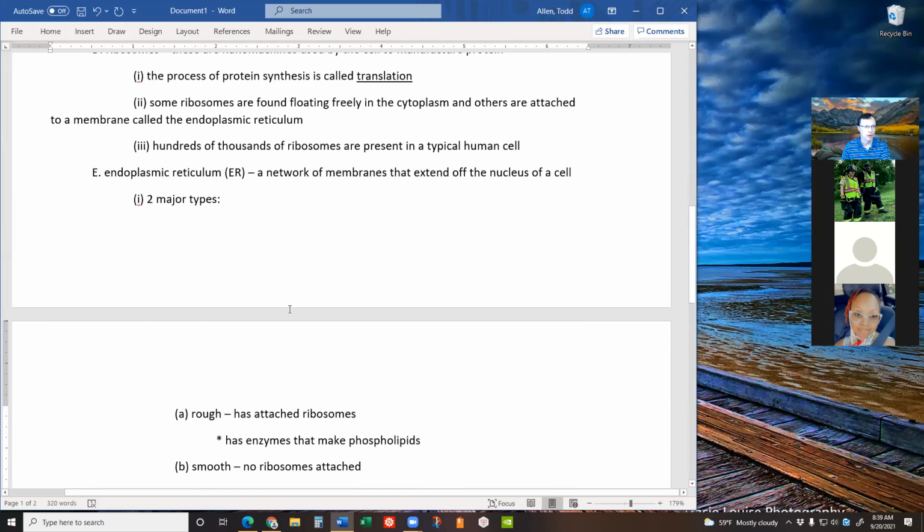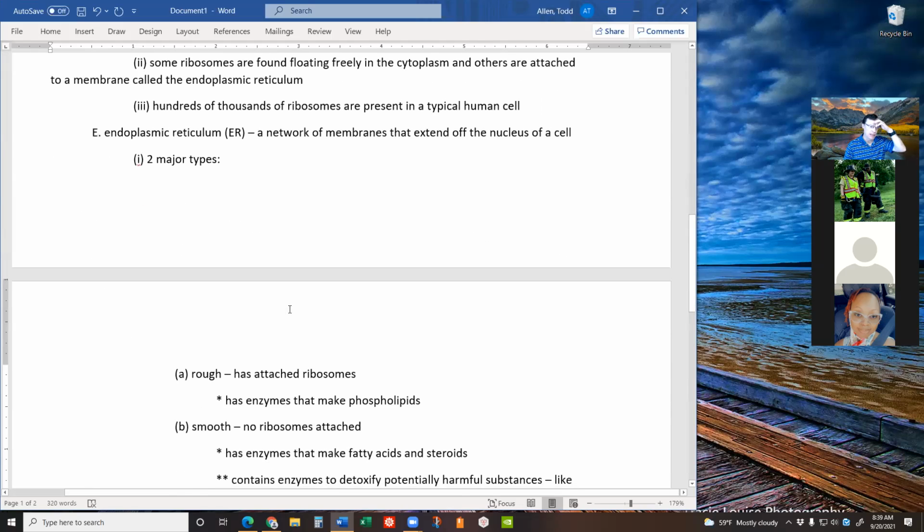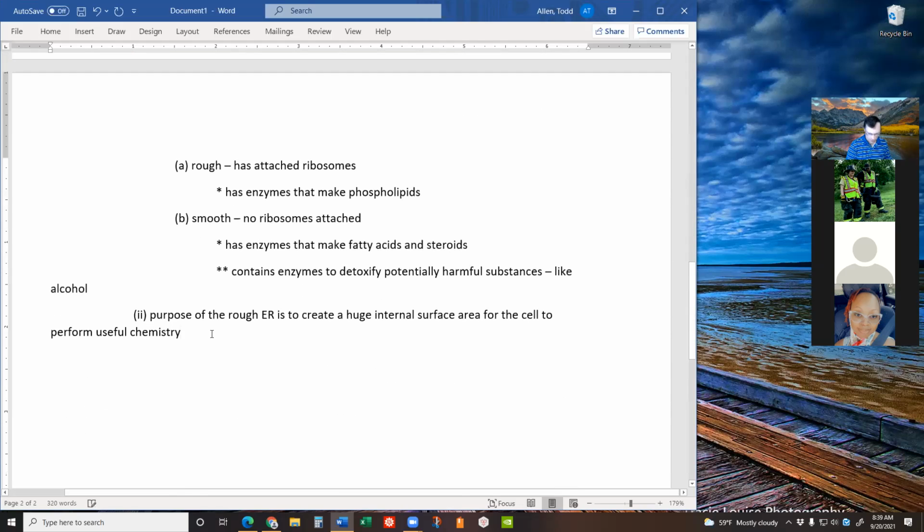All right, so endoplasmic reticulum was letter E. Let's go to letter F. Letter F is the Golgi complex. That would be figure 3.20, page 85, the Golgi complex. The Golgi complex is also known as the Golgi apparatus.